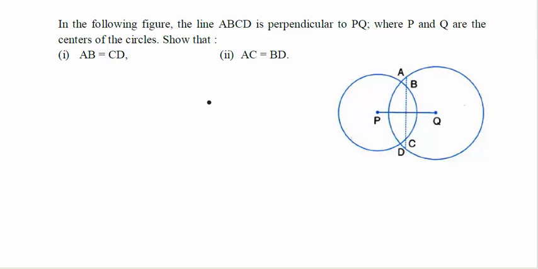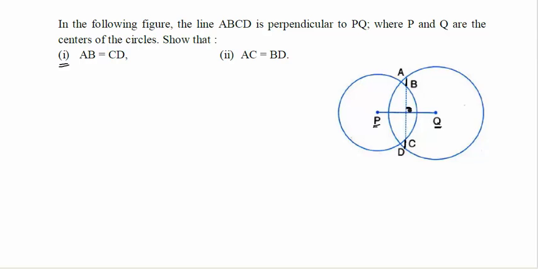Okay, so look at the figure very carefully, and the question is, in the following figure, the line ABCD, this dotted line which you can see, is perpendicular to PQ. Let us plot that, where P and Q are the centers of the circles, right? These two are the centers of the circle. Then we have to show that AB is equal to CD. This small portion AB is equal to this small portion CD, right?